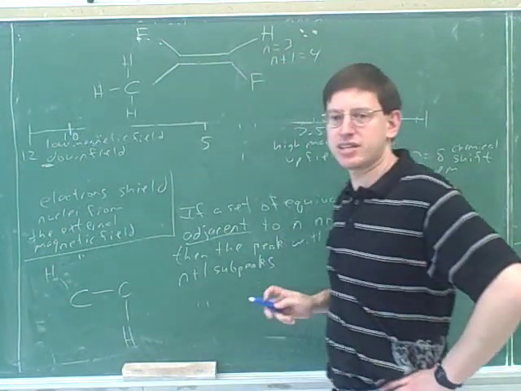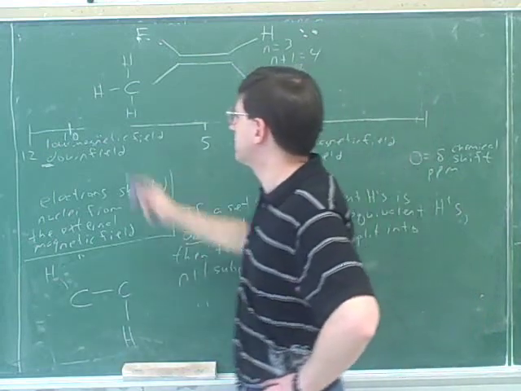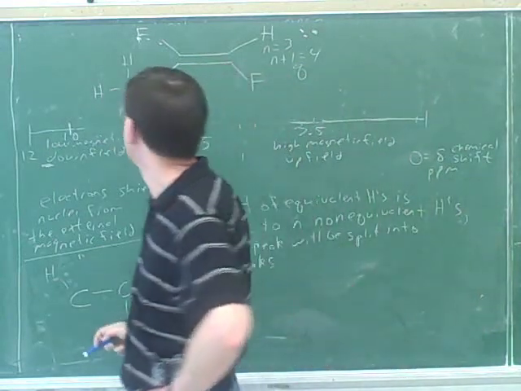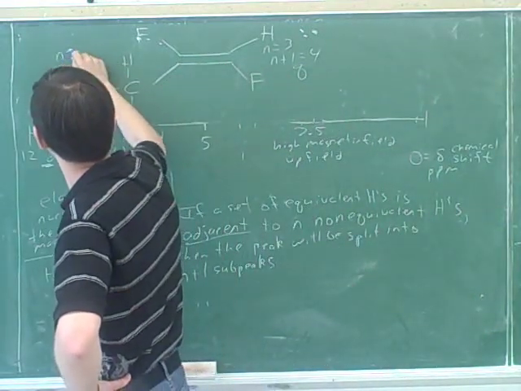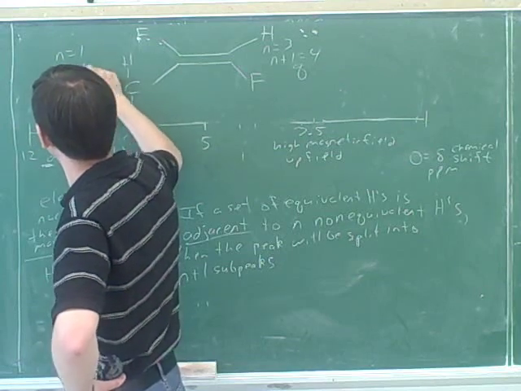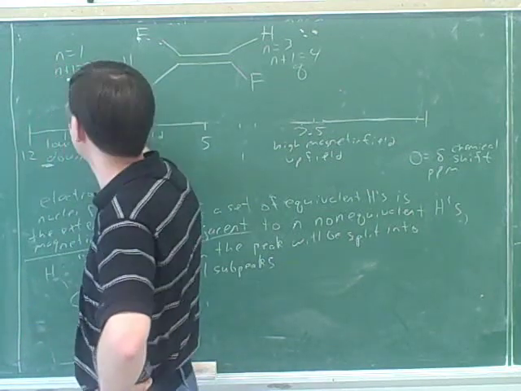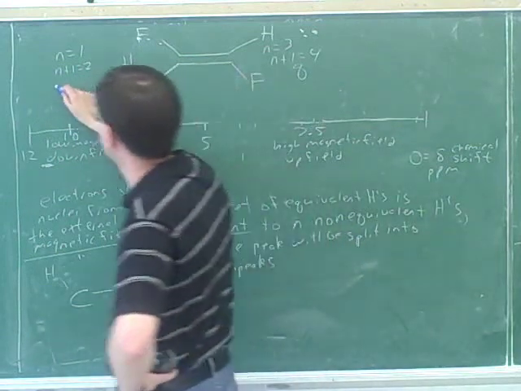And then what type of splitting is that? Quartet. And let's do the same thing for the methyl group over here. We have n equals 1, and then n plus 1 equals 2. And that's a doublet. Good.